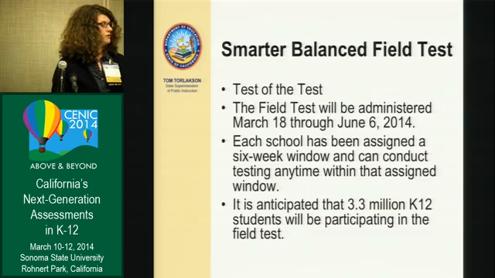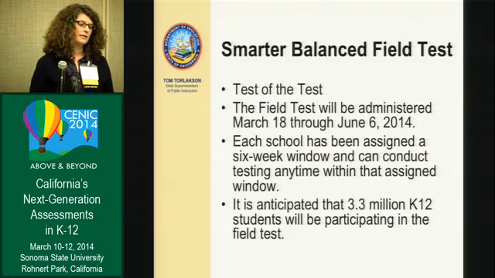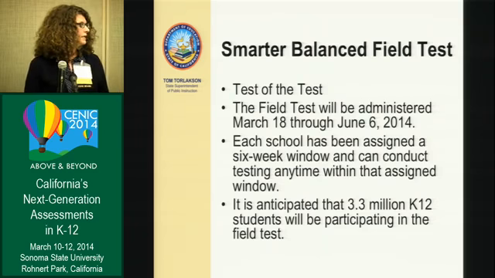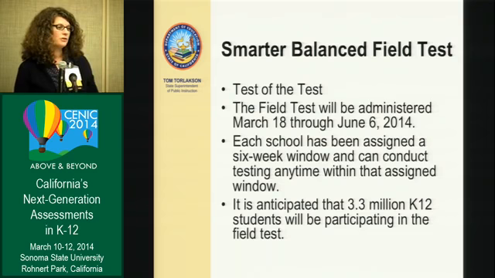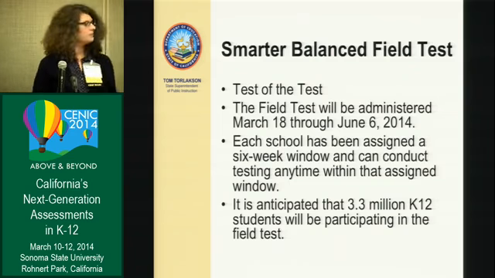So the field test starts next week. There are 6-week windows. There are 4 testing windows, so each school has been assigned a window. LEAs, a school district, may have more than one window for all of their schools, depending on how large the school district is. And again, I did say that number, 3.3 million students will be tested during this window. So all on the CalREN network.